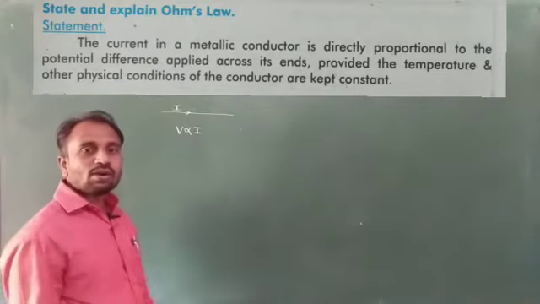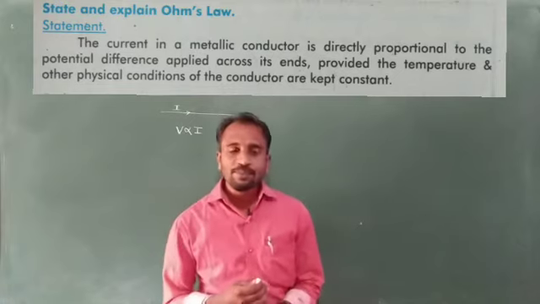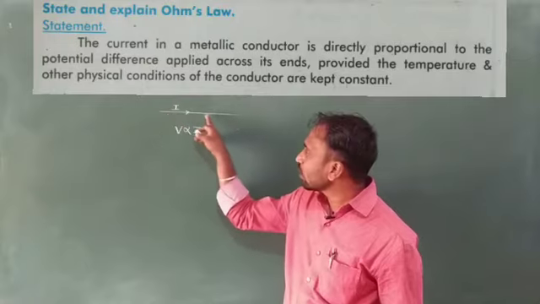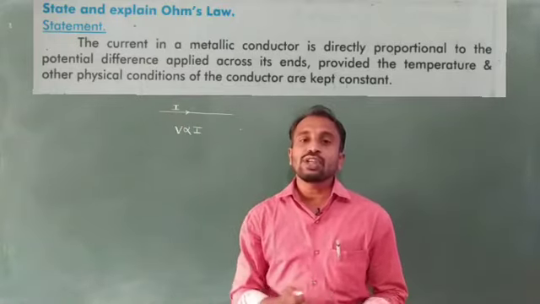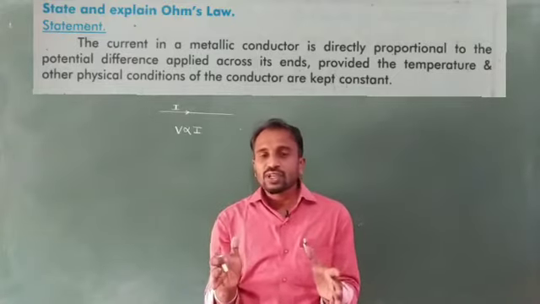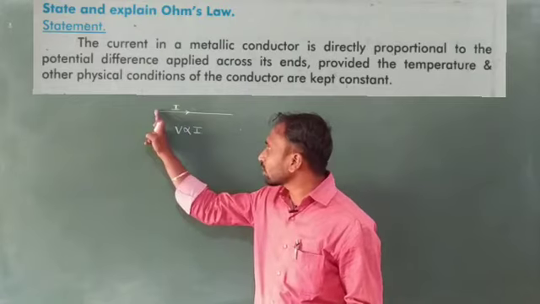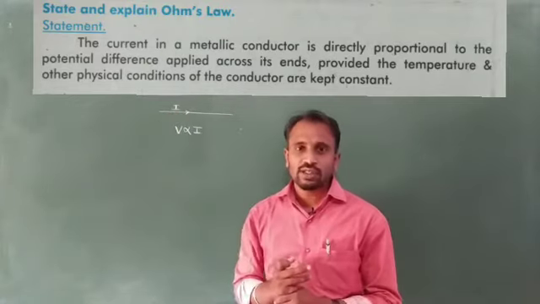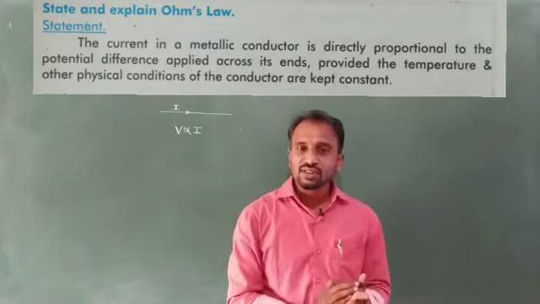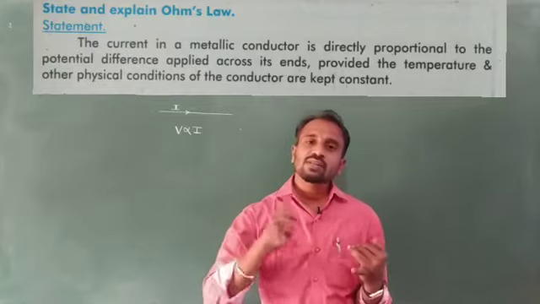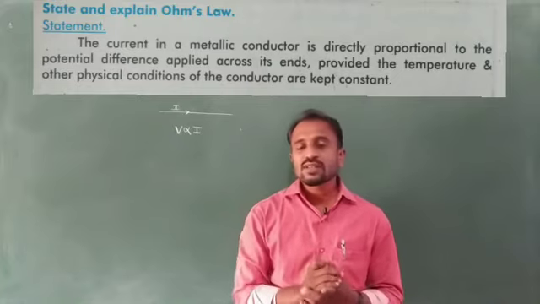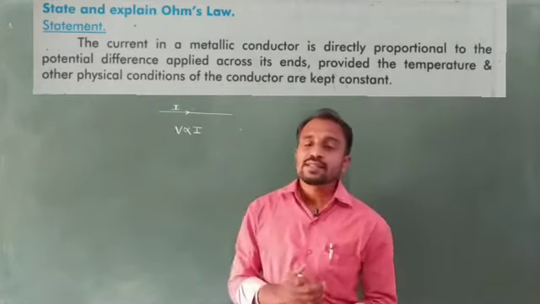So according to Ohm's law, the electric current flowing through a conductor is directly proportional to the potential difference across the two ends of the conductor, provided all physical conditions remain constant. For example, temperature remains constant, and atmospheric pressure also remains constant. Then only is Ohm's law applicable.